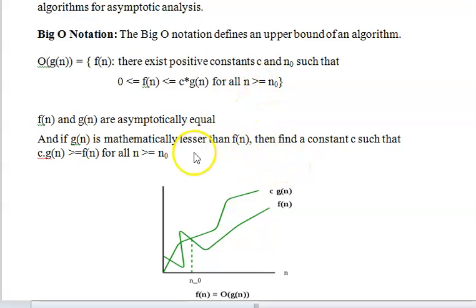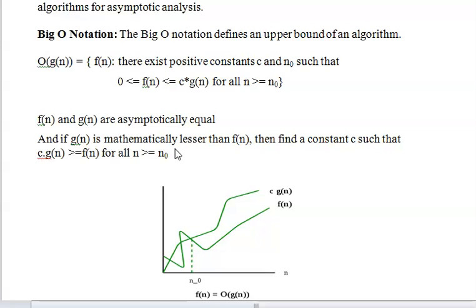It will be clear if we look into this graph below. There are two plottings here. One refers to the function f(n) and the other refers to the function g(n), which is multiplied by the constant c. The two polynomials can be evaluated in two different ways. One is mathematical evaluation and the other is asymptotical evaluation.